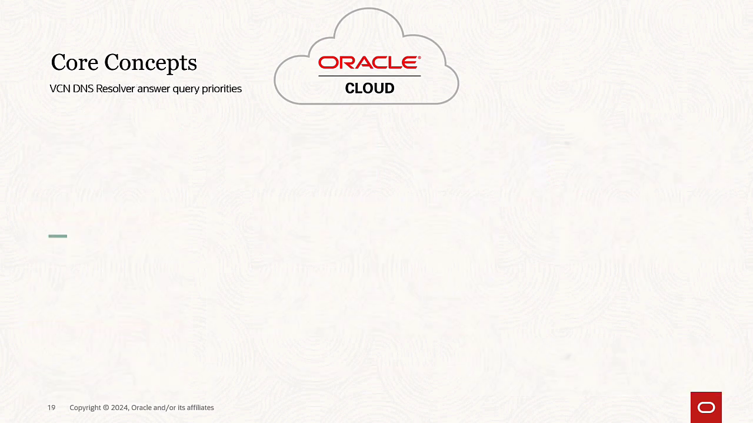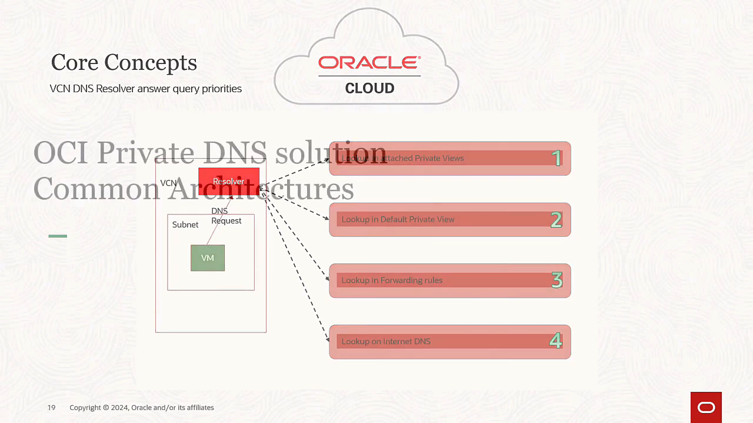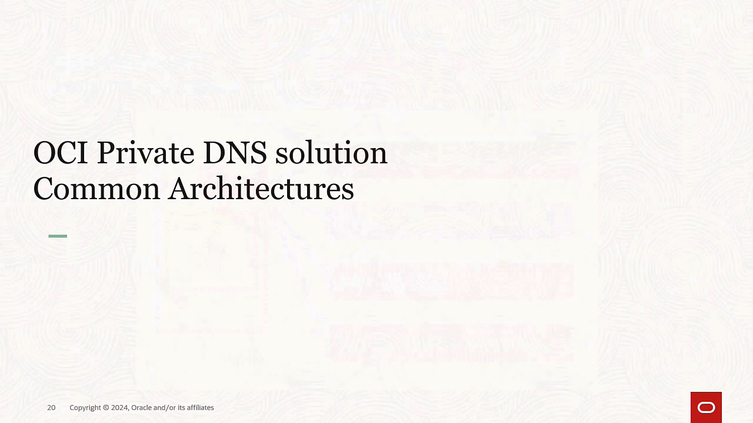One final important note in this core concept presentation is that the VCN DNS resolver will answer each query by looking in the configuration with different priorities. First, it will look up the attached private views in the configuration order. Second, it will do a lookup in the default private view. After, it will check the forwarding rules attached to the VCN resolver. And if there is no match in the previous methods, it will look up in the internet DNS. Now, it's time to look at the common scenarios for building a secure OCI Private DNS architecture.